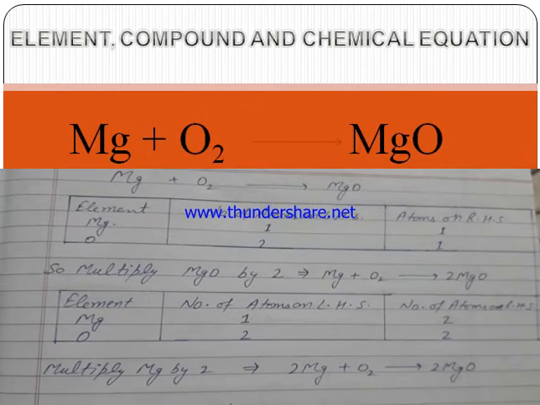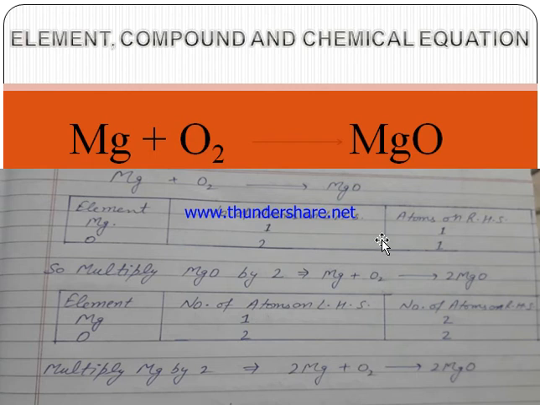Now the simple equation is Mg plus O2 will form MgO. Now what is on the left hand side? This Mg plus O2 is on the left hand side, so these are known as reactants. This MgO is on the right hand side of the arrow, so MgO is the product. Checking the number of atoms on left hand side and right hand side: element magnesium has one atom on reactant side and oxygen has two atoms on left hand side. On right hand side, magnesium atom is one and oxygen is also one.